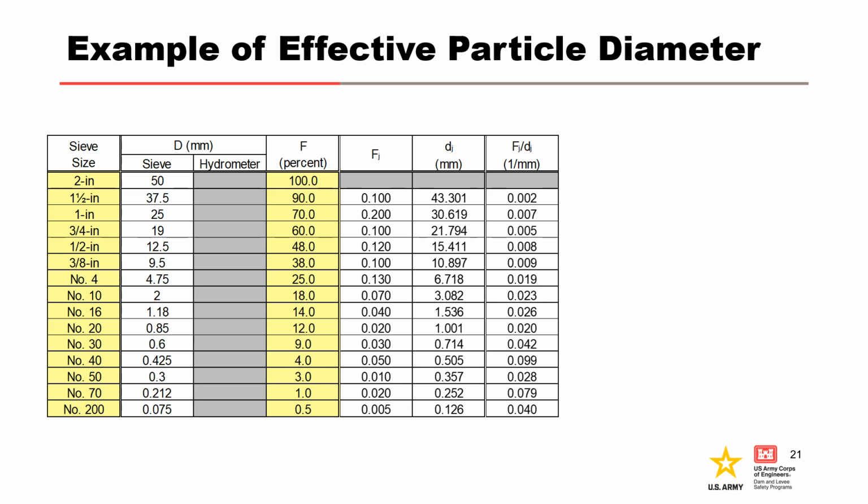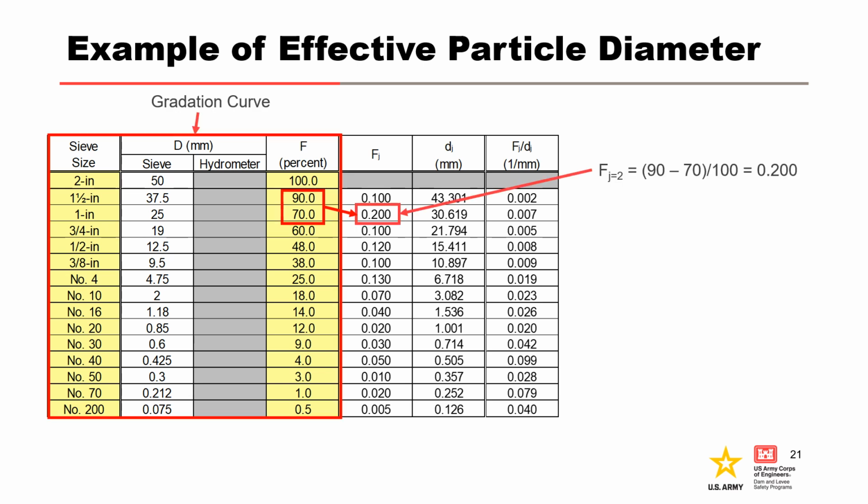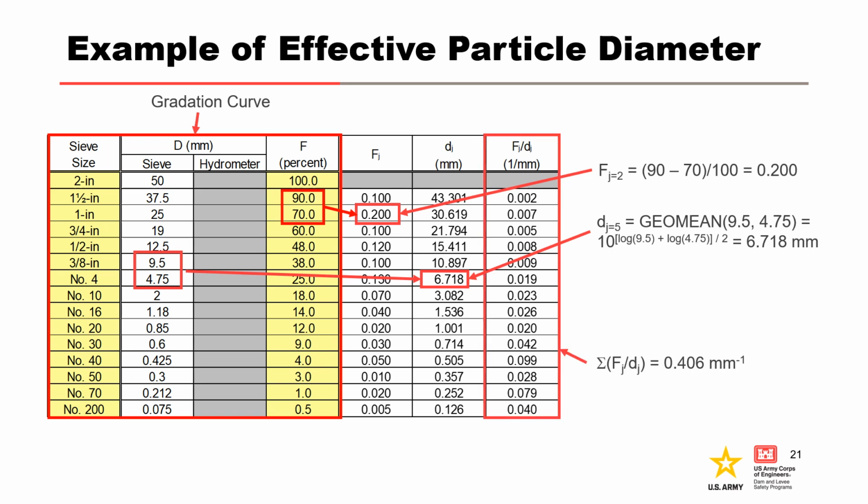This slide shows a simple example of how to calculate effective particle diameter for a given gradation curve. The first four columns are the cumulative particle size curve. The fifth column obtains the fraction within each particle size increment. The sixth column obtains the average particle size for each increment using a logarithmic scale. The seventh column obtains the ratio of the fifth and sixth columns, which is then summed. The effective particle diameter is the reciprocal of that sum.